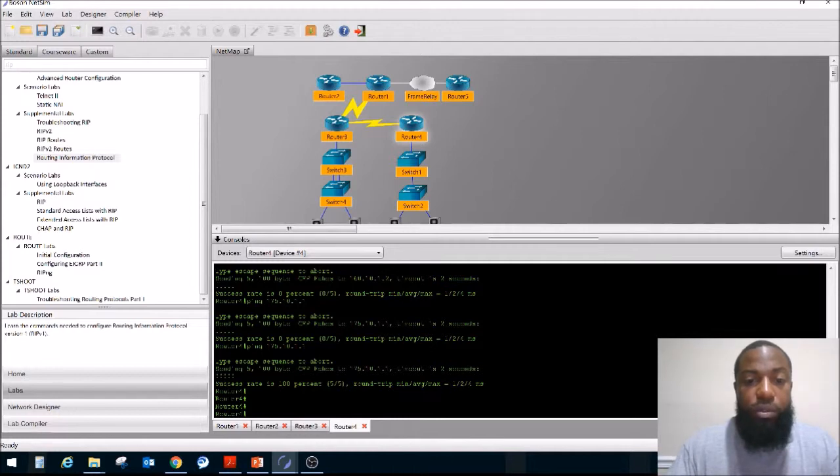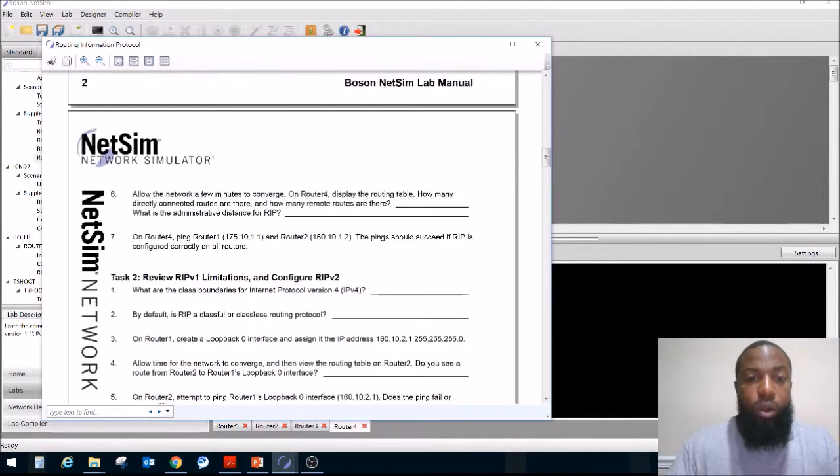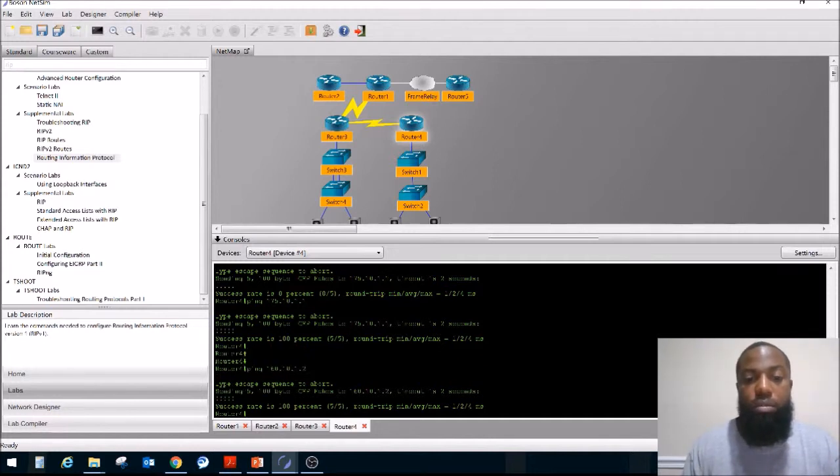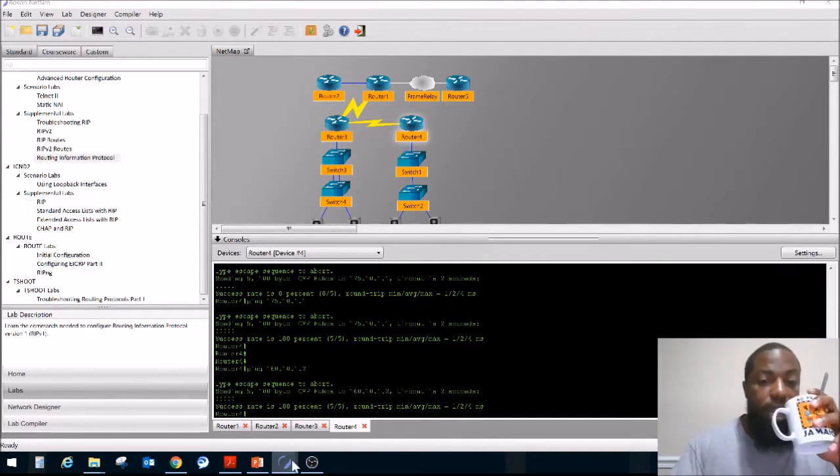Okay, so that was the first one, 175.10.1.1, and the next one was 160.10.1.2. Ping 160.10.1.2. We got a reply that time. I don't know. Maybe I just didn't give it time to converge. I was missing one network statement, but the other one should have pinged. I don't know what I did wrong there. But anyways, we got that to reply.